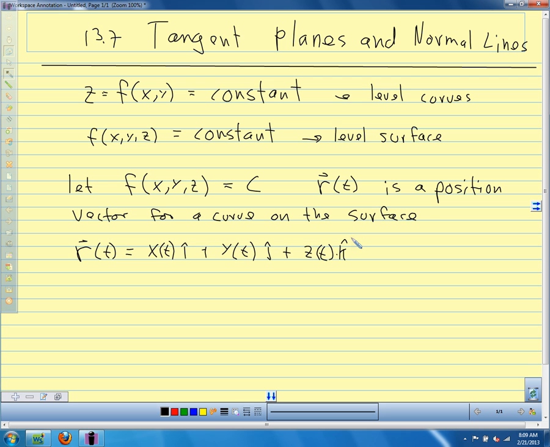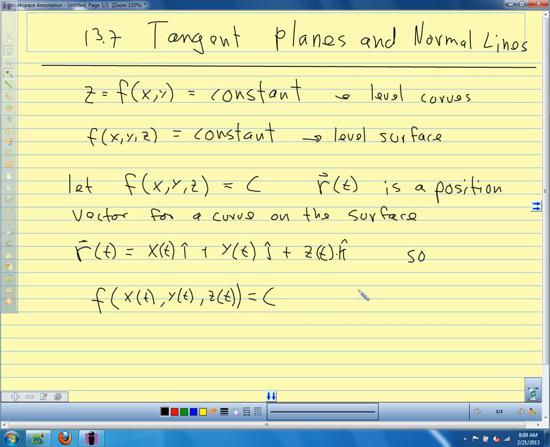So on the surface, because we're on the surface, we can say that f of x of t, y of t, z of t equals a constant. This curve is on our surface, so x, y, and z are on our surface, so f of x of t, y of t, and z of t are going to be a constant. That's going to give us some point on our surface. So this would give us some value for f. And because we're saying we're on this level surface, f is going to be c.